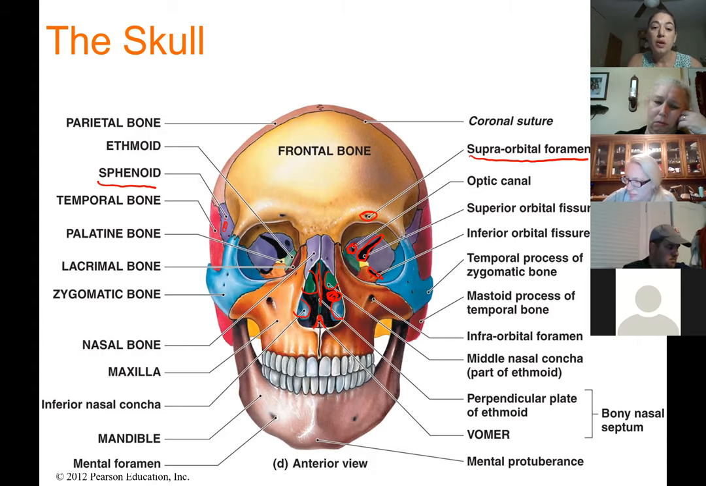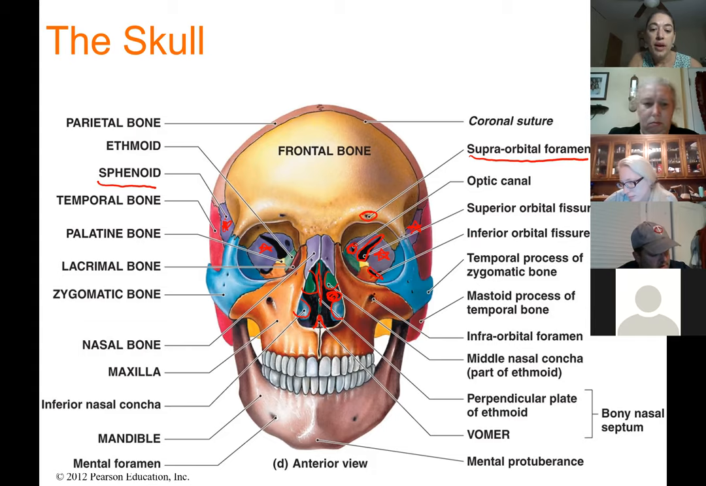So here's our sphenoid, forming part of the back of the orbital cavity. Same sphenoid bone travels all the way through the cranial cavity.